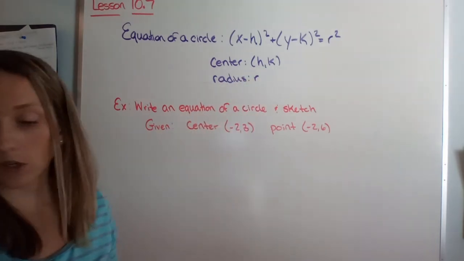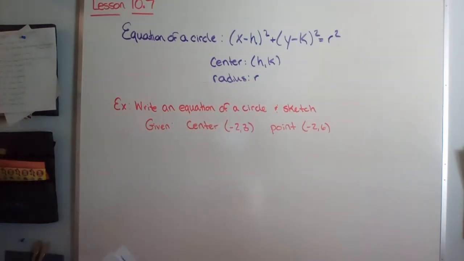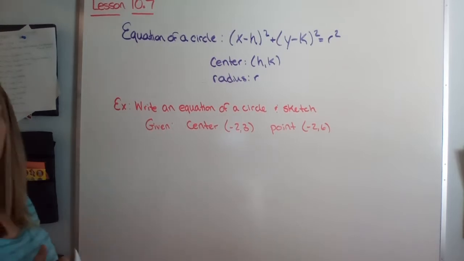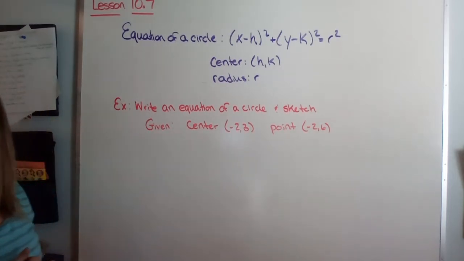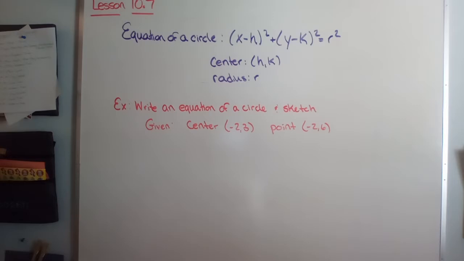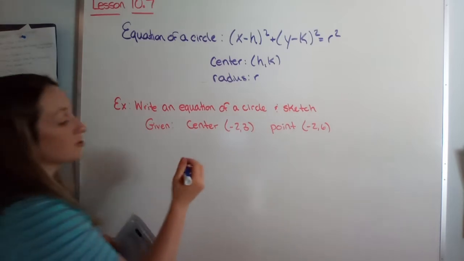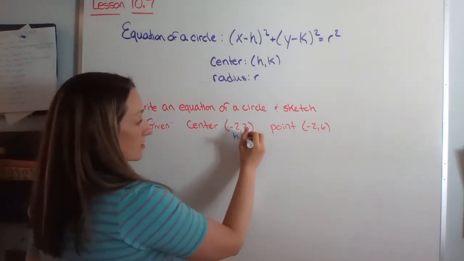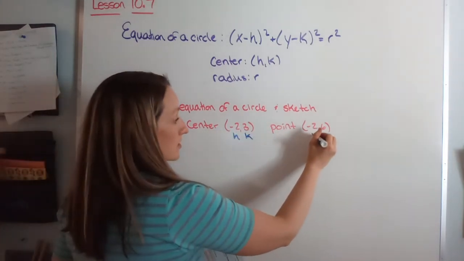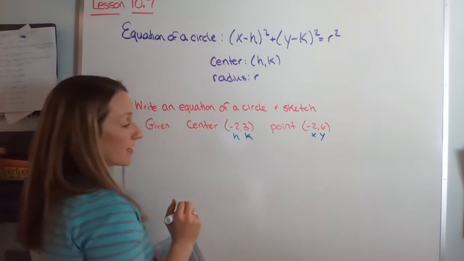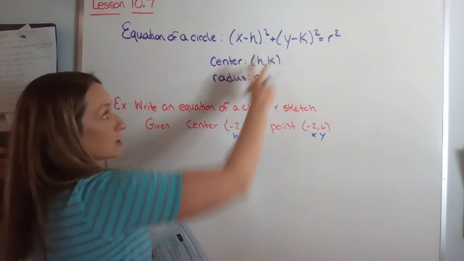Okay, so we're going to jump right into the first problem. I'm going to ask you to write the equation of a circle and to sketch the circle, given that you have a center at (-2, 3) and a point at (-2, 6). Okay, so there's a few different approaches here. I'm going to jump right into the equation though. This is your h and your k because that's your center. And this is just a point, so that's x and y. All right, you're going to plug all that information into the equation.